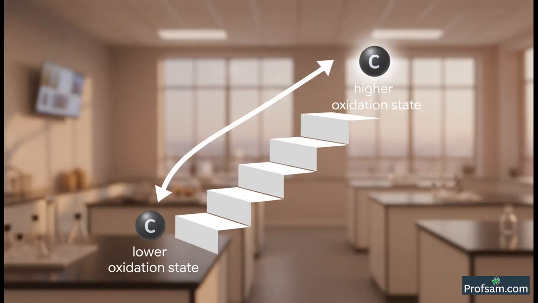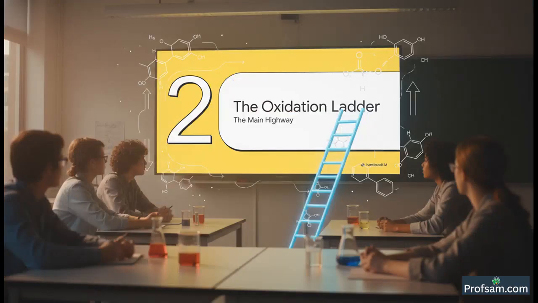Now, what is the core idea behind all these methods? At the simplest level, most ways of preparing a carboxylic acid are all about one thing: taking a carbon atom from a lower oxidation state and stepping it up to a higher one. It's basically a step-up process. A really great way to visualize this is to imagine something called an oxidation ladder. You can think of this ladder as the main highway, the most common route that chemists take to prepare carboxylic acids. Let's see how it works.